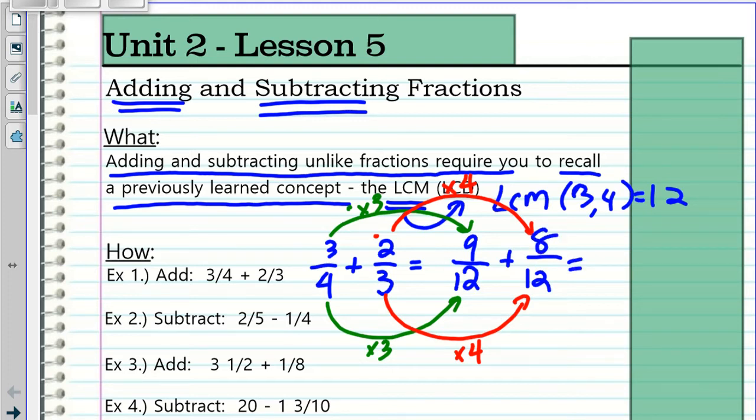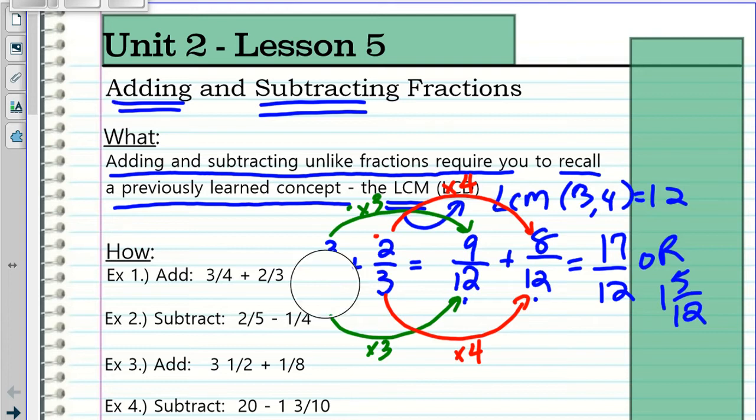So here we got 9 plus 8, because now that these denominators are the same, we can actually just operate on them by adding. So 9 plus 8, 17, 17 over 12. Now, typically you should rewrite this as a mixed number. So what would that be? 1 and 5/12. Okay, so that's how you do it. All right, so let's take a look at 3 more examples.